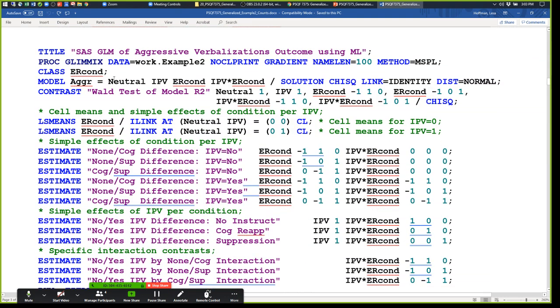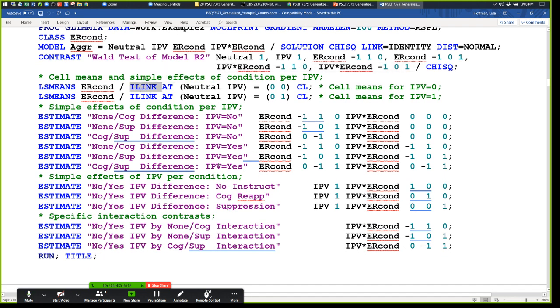Same thing in SAS. So neutral covariates are two predictors. Model, link equals identity, dist equals normal. So that's the same analog. We're just doing a traditional ANCOVA. The Wald test for the R square of the model. In this case, we are explicitly giving the values to each of the groups. So this is a contrast representing none versus cognitive reappraisal, and then the second one is none versus suppression. So putting those together gives you the main effect of group. Same thing with the interaction with IPV, that's being treated as a continuous predictor.